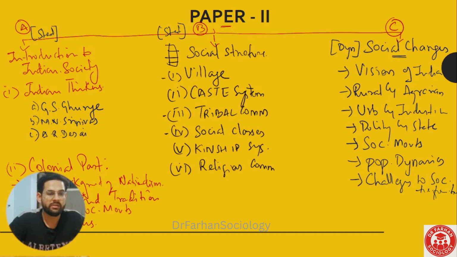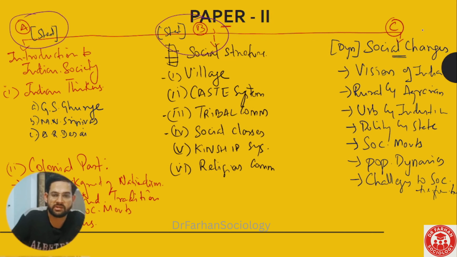So paper 1, it can be divided into three parts. What are those three parts? Take a look at it. The three parts: one is the part A, it is talking about the introduction to Indian society. The part B, it talks about the social structure. And the part C, it talks about the social changes. So that's it.